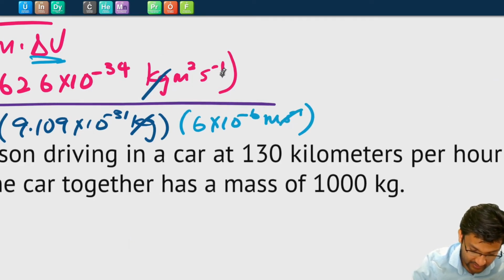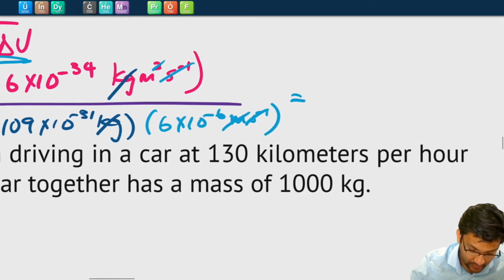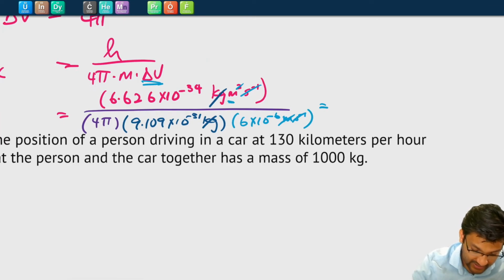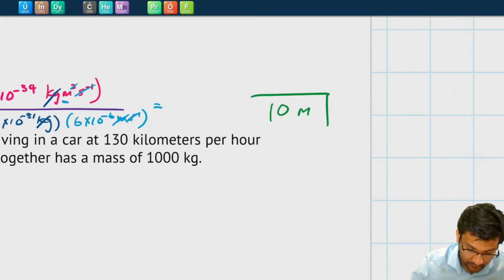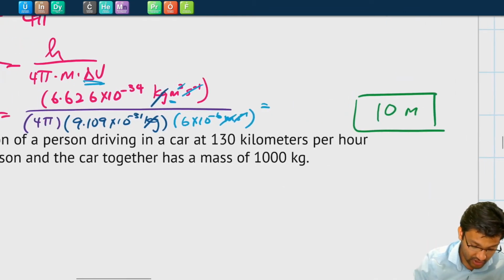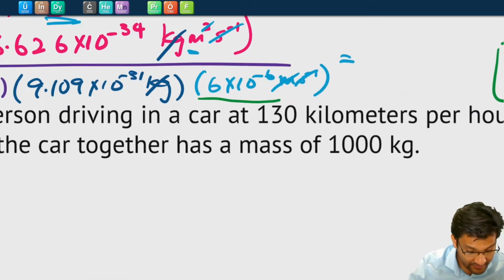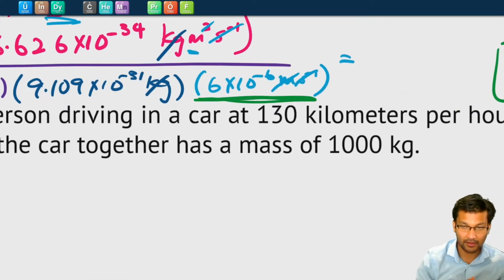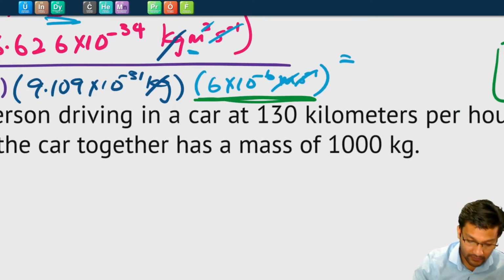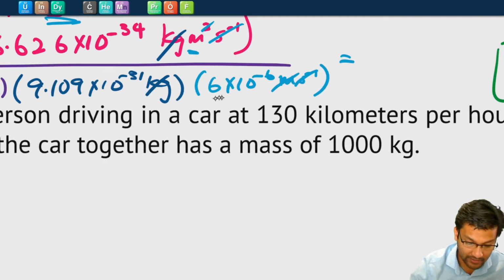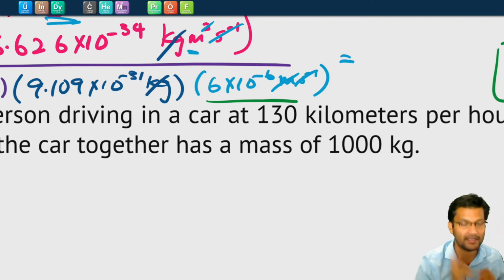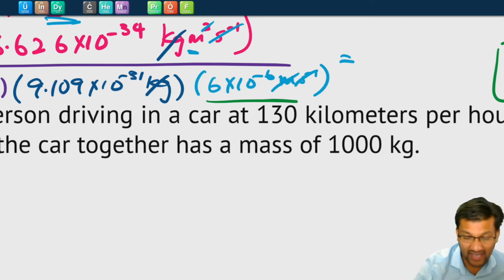So per second cancels with per second, the meters cancel with one of these meters, and the answer that we'll get will be in meters, which makes sense because this is a position calculation. And here, if you plug these in your calculator, you get 10 meters. So if you have an electron where the uncertainty in the velocity is very, very small, meaning we are very sure of how fast it's moving, then we actually don't know where it is.